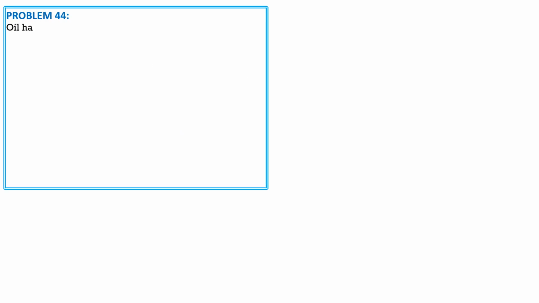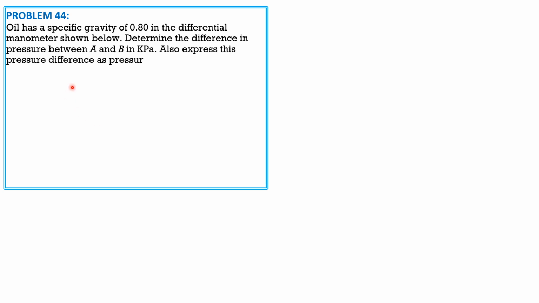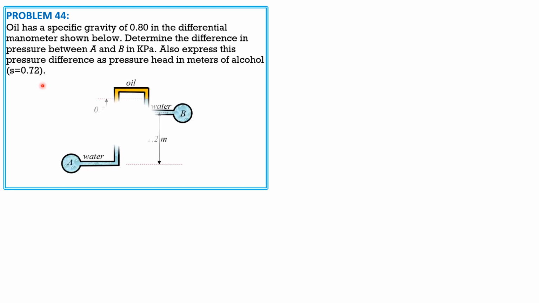Problem 44. Oil has a specific gravity of 0.8 in the differential manometer shown below. Determine the difference in pressure between A and B in kilopascals. Also express this pressure difference as pressure head in meters of alcohol with specific gravity 0.72. So here is the given figure.